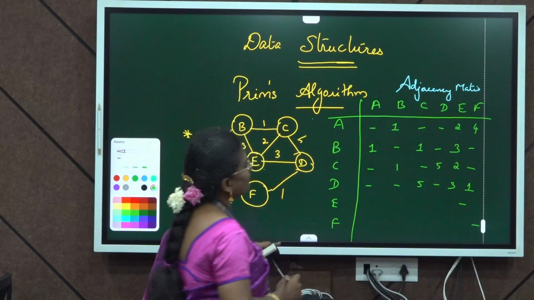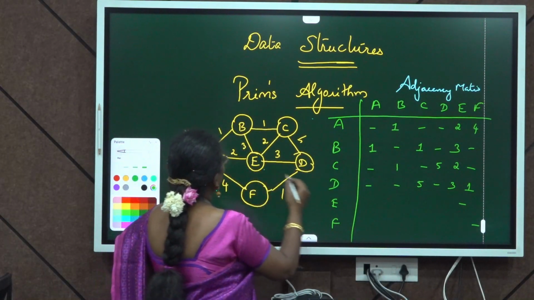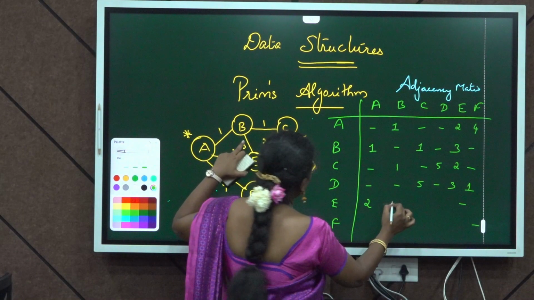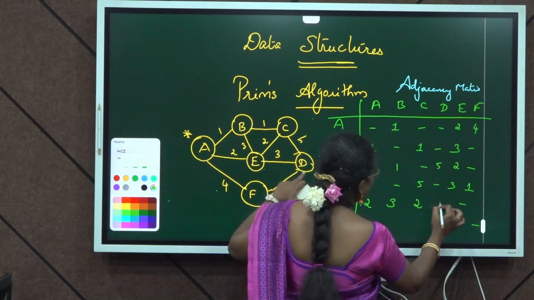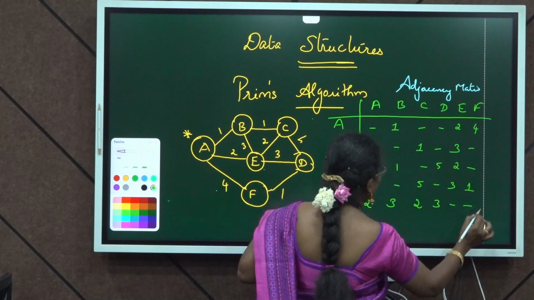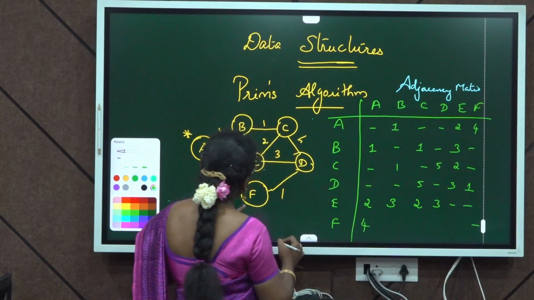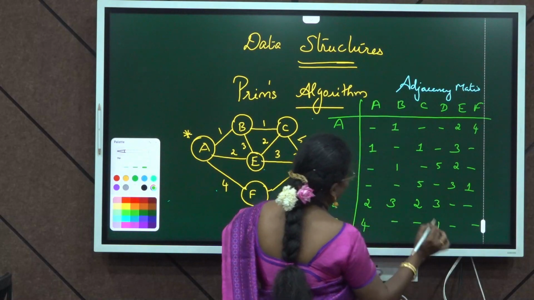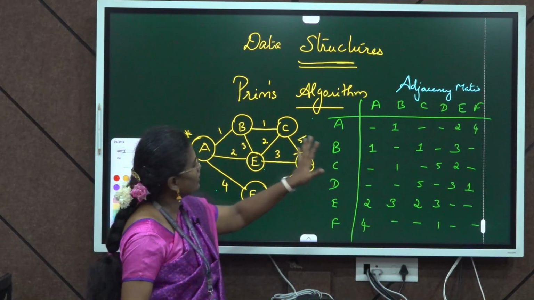Fine. And from E we have 4 different edges: to A it is 2, to B it is 3, to C it is 2, and to D it is 3, and with F there is no edge. And for F, to A it is 4, and to D it is 1, right. So, I have constructed the adjacency matrix for this specific graph.